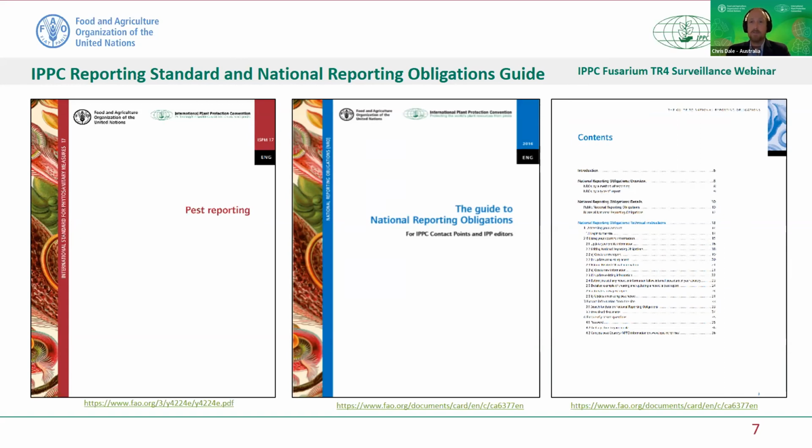And the most official and mandatory way of doing that is through ISPM 17, or the pest reporting standard, as you can see there. And again, to support that standard, there is a very practical guide that was updated quite recently, the Guide to National Reporting Obligations.